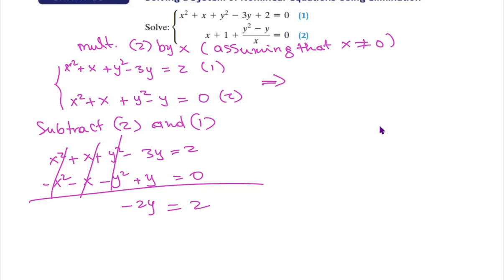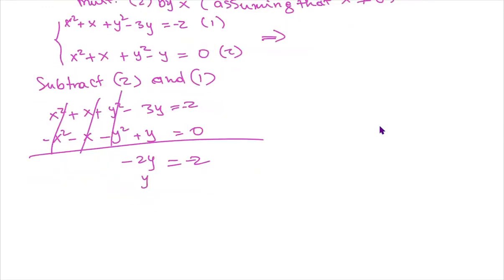-2y equals +2. Is it +2 actually? Well, because we moved the 2 over, that should be -2. -2y equals -2, because it was +2 on this side. When it goes over, it turns -2, right? So here, that should be -2. And now we can say that y equals 1.